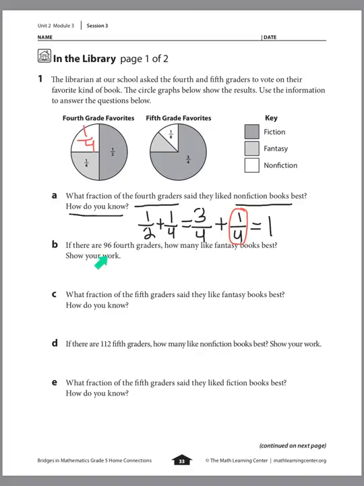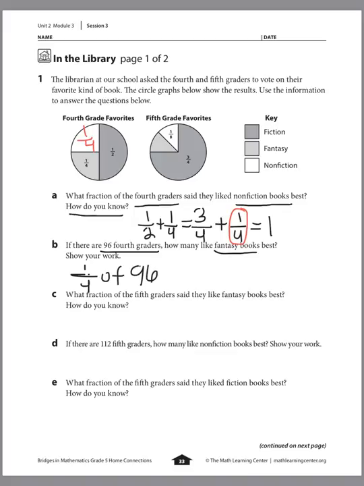B asks us, if there are 96 4th graders, how many like fantasy books best? Show your work. And so again, some key parts there. We have 96 4th graders, and we're looking at fantasy books. So coming up here, which color represents fantasy? That's a light gray, 1/4. And so there's 96 altogether. So what does this 1/4 represent? So what is it we're trying to solve? We're trying to solve 1/4 of 96.